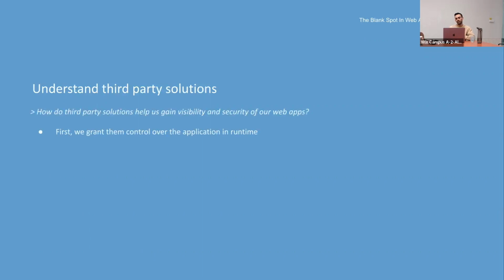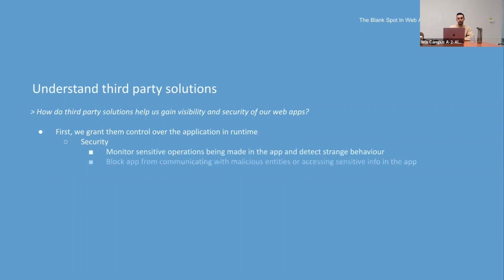By granting those third-party services control over our application in runtime, they are able to improve our security and visibility. For example, in terms of security, one thing that you can achieve by granting those third-party services control in runtime is to monitor sensitive operations being made in the app and detect strange behavior. You can use those services to block the application from communicating with malicious entities, for example.